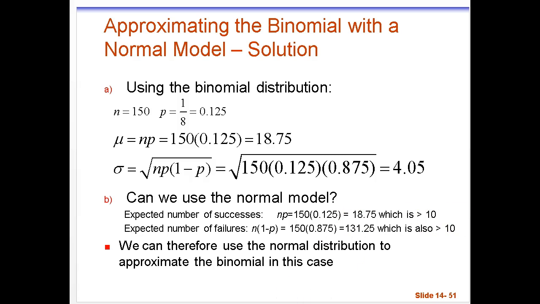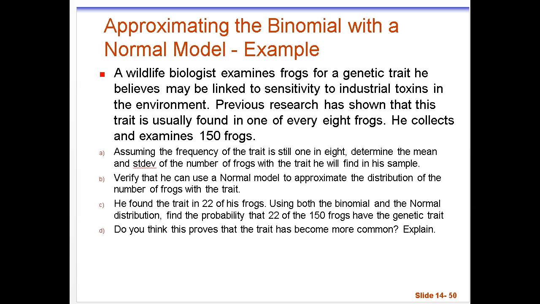and yes, I can use the normal distribution. Now, let's go back to part C and D of the problem. We're told that the researcher examines the 150 frogs, determines that 22 of them have the genetic trait, find the probability that 22 of the frogs have the genetic trait, and do that using both the binomial and the normal distribution.